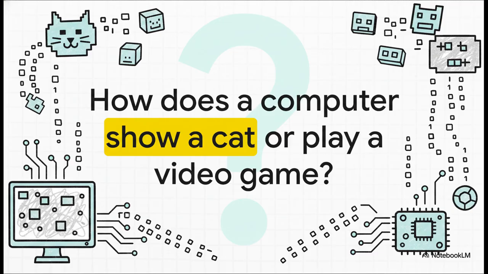I mean, really think about it for a second. How does a computer know how to show you a picture of a cat or let you play your favorite video game? We see all these amazing words and pictures and graphics, right? But what does the computer actually see? I can promise you, it's not a cute cat picture. Well, not at first anyway.